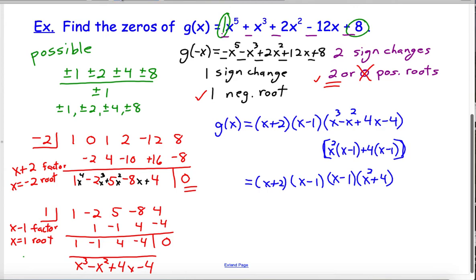So finally I can write all my zeros. My zeros are, if x plus 2 equals 0, that means x equals negative 2. If x minus 1 is 0, that means x equals 1, and that one has multiplicity 2. And then x squared plus 4, that means that x is going to equal plus or minus 2i. And so there's all my zeros for this function.